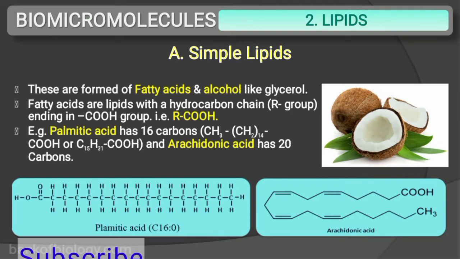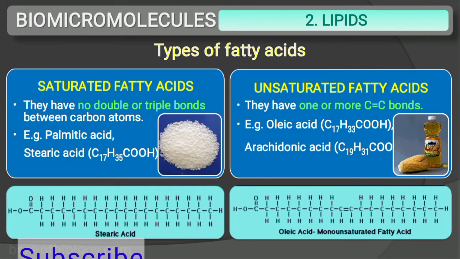Fatty acids are of two types: saturated fatty acids and unsaturated fatty acids. Saturated fatty acids have no double or triple bonds between carbon atoms. For example, palmitic acid and stearic acid. Palmitic acid contains 15 carbons, whereas stearic acid contains 17 carbon atoms.